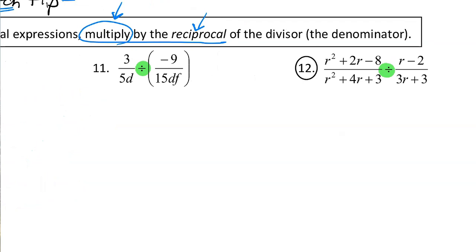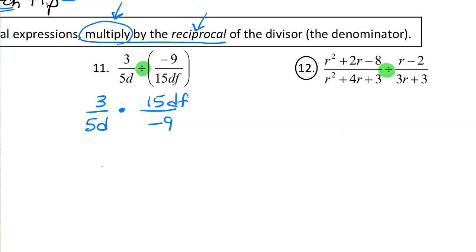So we can rewrite number 11 as keep the first one, so that would be 3/5d, change the sign or switch the sign to multiply, and then flip the fraction, 15df over -9. And then from there you could either multiply across, so you can multiply these and then simplify, or you could divide out common factors like 3 and 9, 15 and 5 you could divide, d and d you could divide. So either way, maybe let's try the multiply across method.